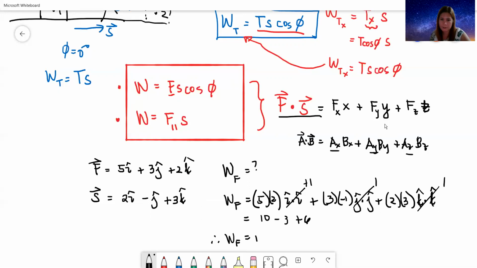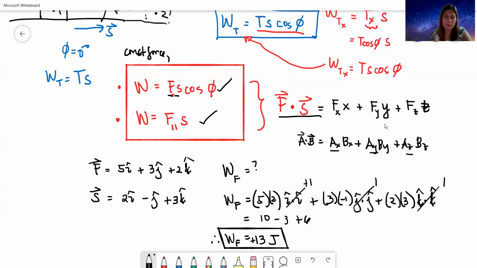Tama ba? 13, and it's positive 13 joules. Okay? So, ganyan siya. Kung naka-unit vector, edi itong equivalent ng dot product ang gamitin nyo. Pag binigyan kayo ng magnitude ng F at saka ni S, edi ito ang gawin ninyo or either ito. So, once again, these are for constant force, tapos straight line.